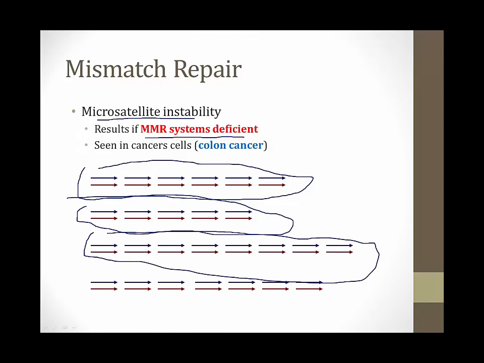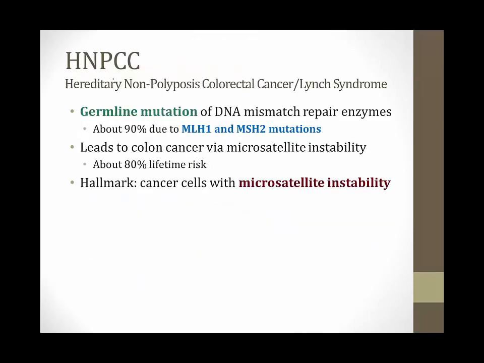It is not normal, and this is what is seen in cancer cells of some patients with colon cancer. I discussed this in detail in the GI video on colon cancer, but for our purposes here, what you should know is that if the mismatch repair system is not functioning, then microsatellite instability is what results in the cells that replicate without a stable mismatch repair system.